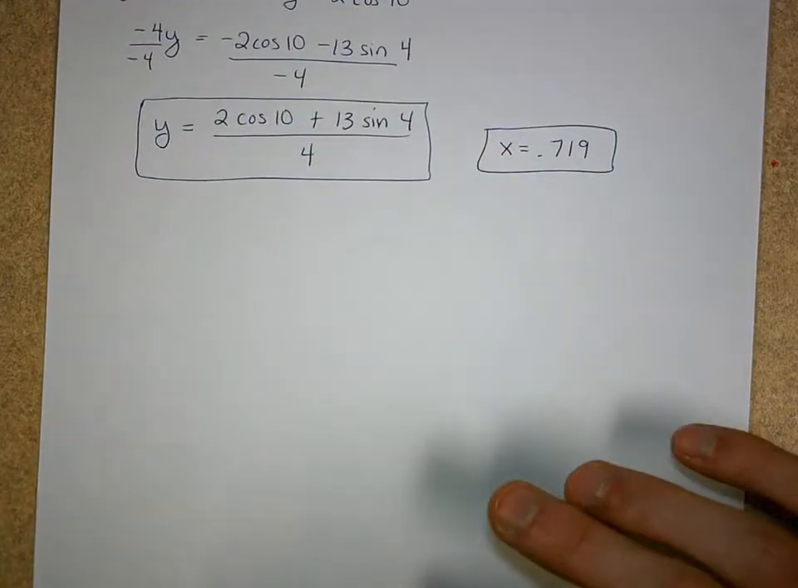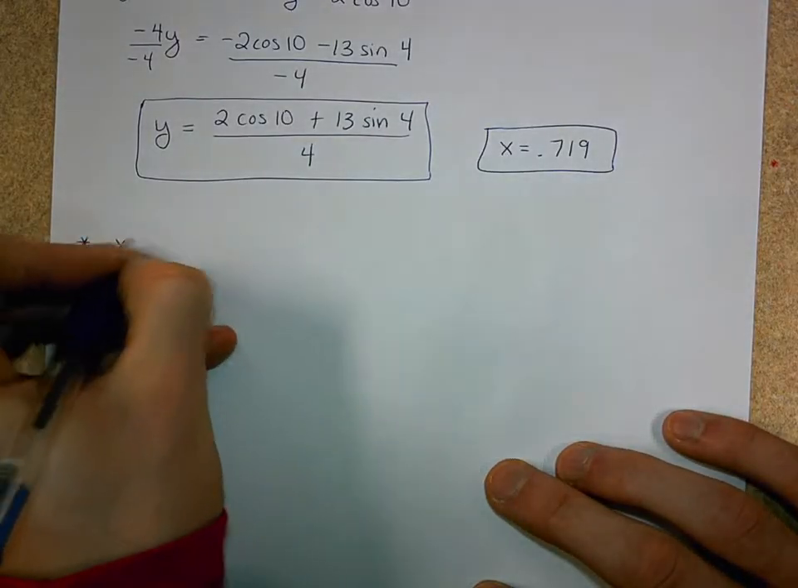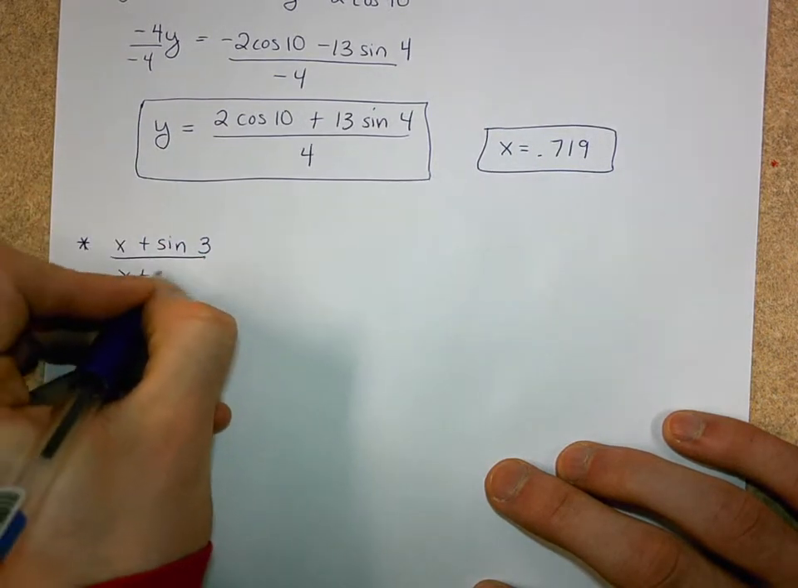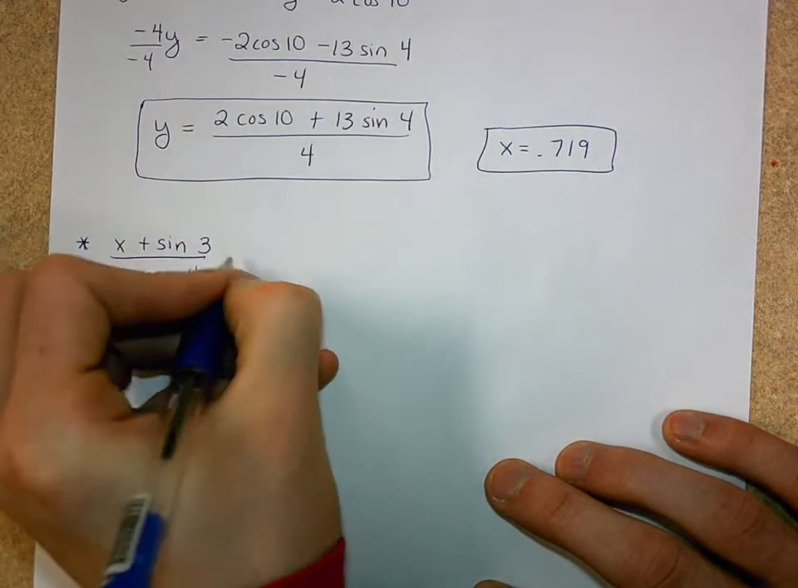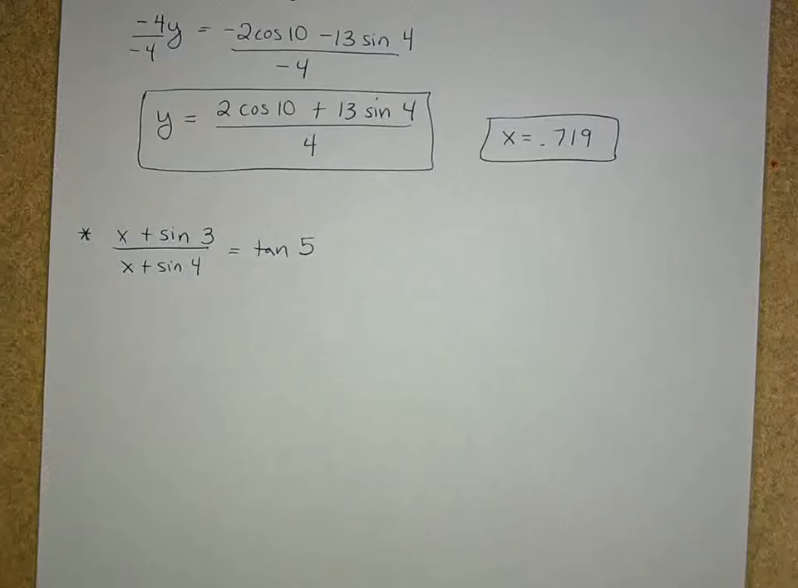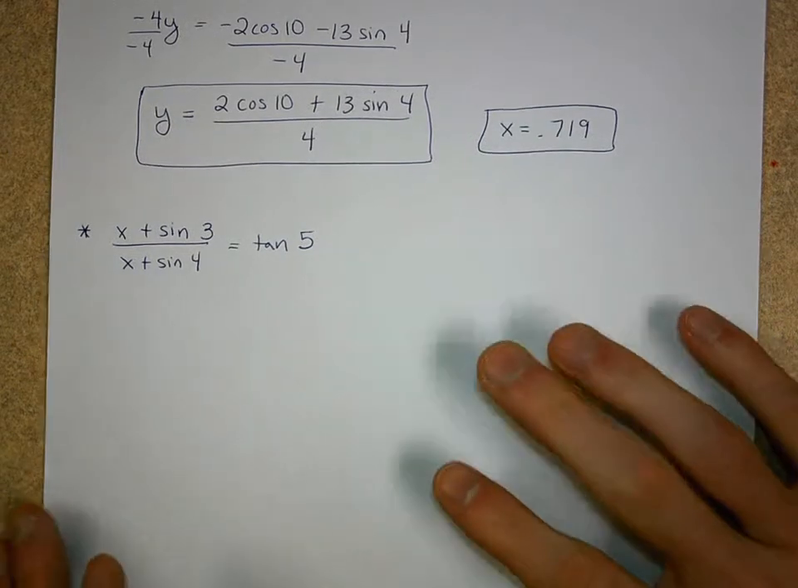The fourth example here, I would put a little star by because you're going to use this concept quite a bit. x plus the sine of 3 over x plus the sine of 4 is equal to the tangent of 5. How do I solve for x when I've got x's in two different quantities, specifically in a numerator and the denominator? So in this case, we need to first get rid of that denominator, and then we're going to move all the x's to one side, everything else to the other.